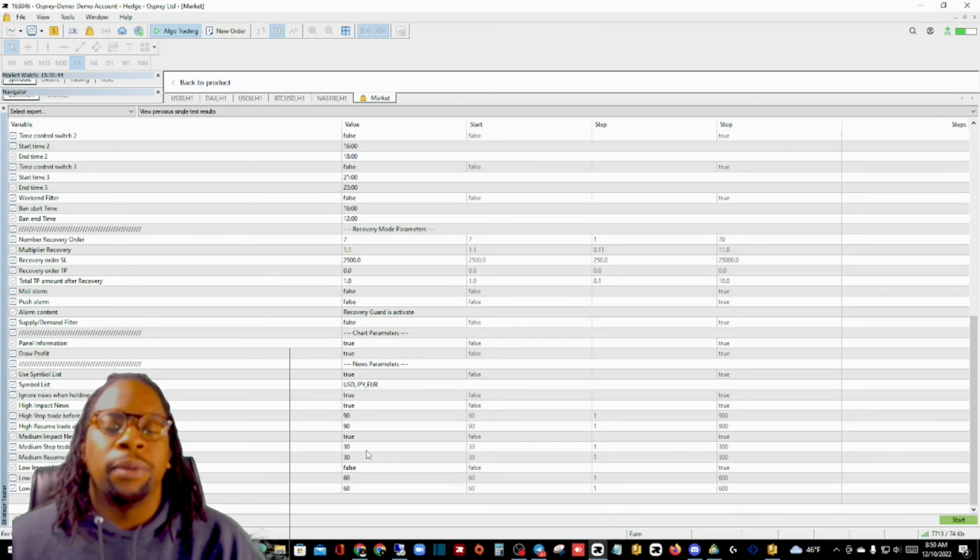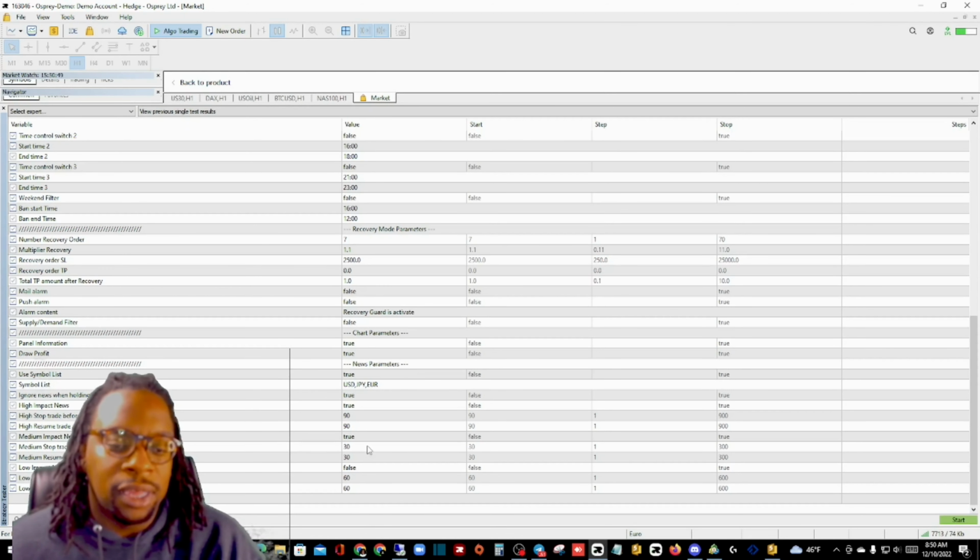Now, news is very important when it comes to any EA, but especially EAs that are trying to pass prop firm challenges, because certain prop firms won't allow you to trade during news. So by having this set to true, you can have the high impact news stop at 90 minutes before and 90 minutes afterwards, so you're clear from trading in that section. Medium impact news is 30 minutes before, and low impact news is 60 minutes before. So that's good to see.